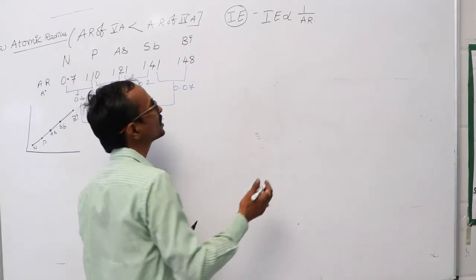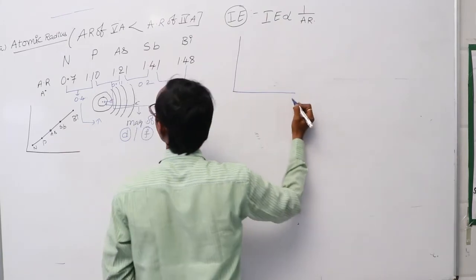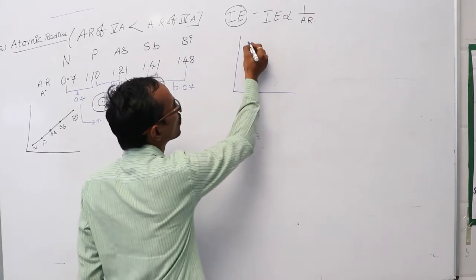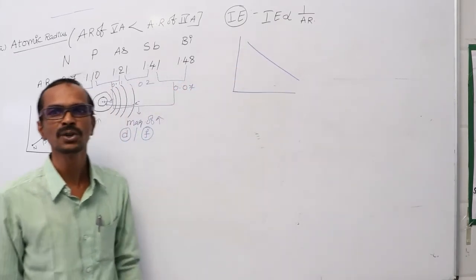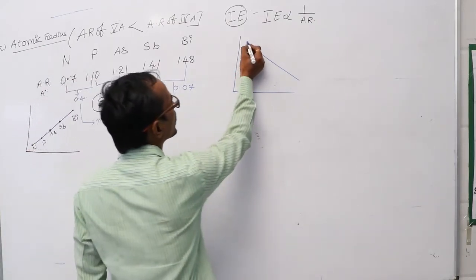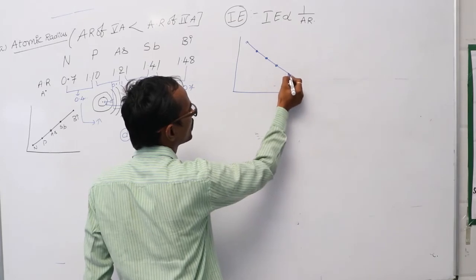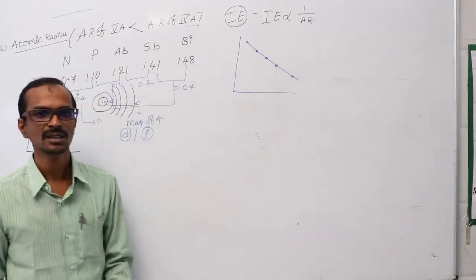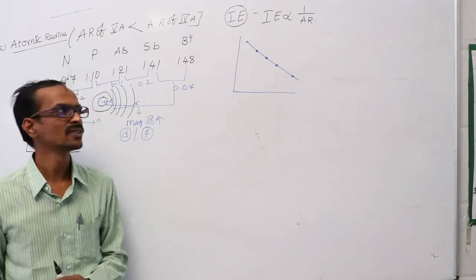So in the 15th group, the atomic radius is increasing, so the ionization energy decreases from top to bottom: nitrogen, phosphorus, arsenic, antimony and bismuth. Next, what will be the ionization energy values of these elements?